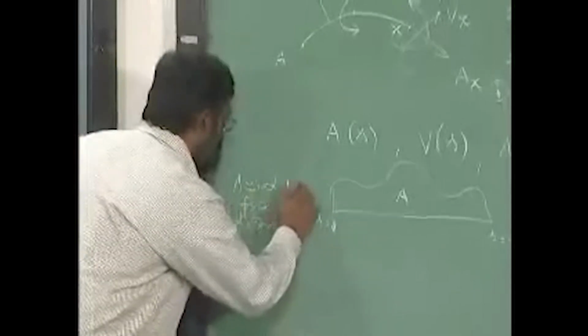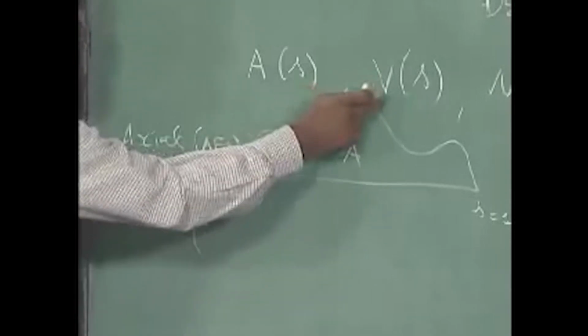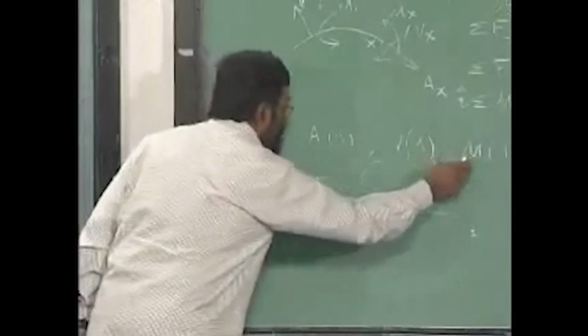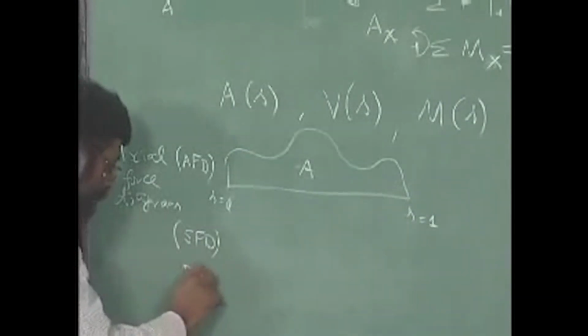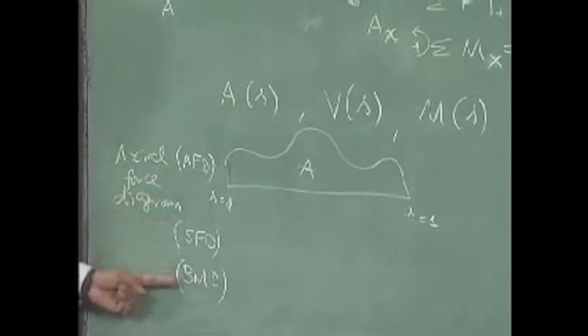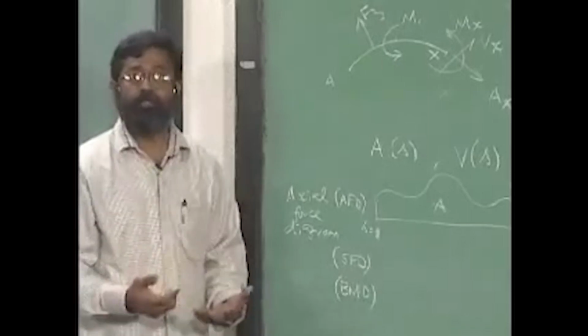In short, it is called AFD, and you can have the shear force diagram, SFD, and you can have the bending moment diagram, BM for bending moment diagram. So, these are three diagrams that you can draw. Depending on the nature of these, we can classify the one dimensional structures or one dimensional rigid bodies.